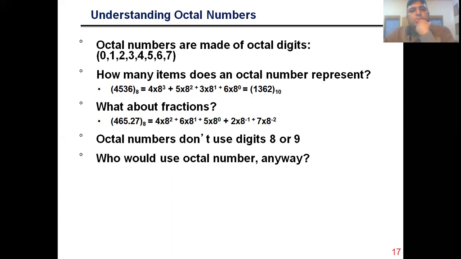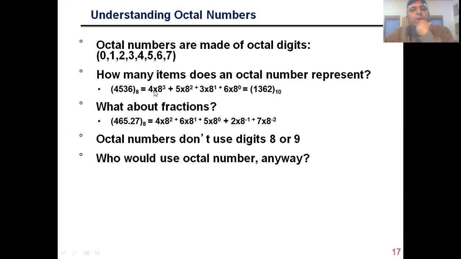What is an octal number? Octal numbers are made of octal digits, which are from 0 to 7: 0, 1, 2, 3, 4, 5, 6, 7. These are the octal digits. How can we break up an octal number? Take 4536, a base 8 octal number. In a similar method to decimal numbers, we break it up as 4, the most significant digit, into 8 raised to the power 3, since there are 3 digits after 4, plus 5 into 8 raised to the power 2, plus 3 into 8 raised to the power 1, plus 6 into 8 raised to the power 0.